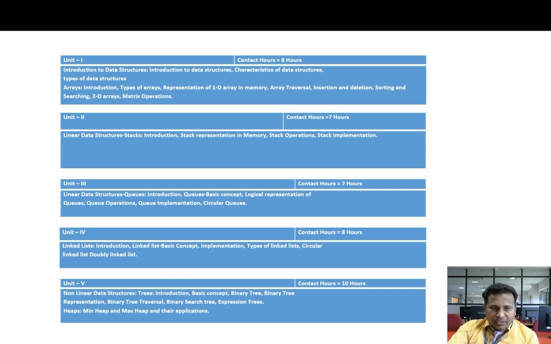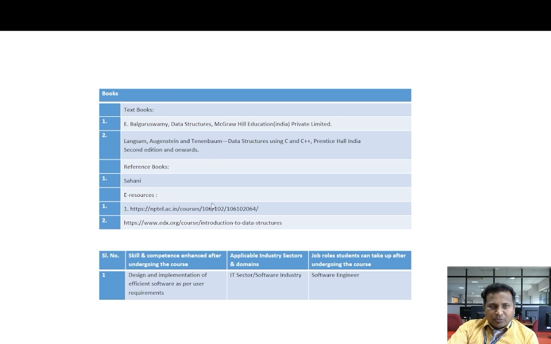In the fifth unit, we have a non-linear way of organizing data. We call that concept trees. We discuss what we mean by trees, what the different operations possible on trees are, and so on. Then another concept we have is the heap. A heap is also a kind of tree, and these structures are called non-linear data structures. The textbooks for this are by E. Balagurusamy, and then we have Tenenbaum.